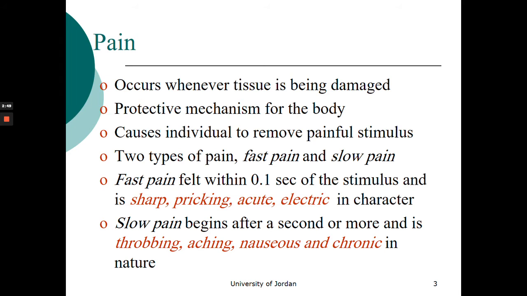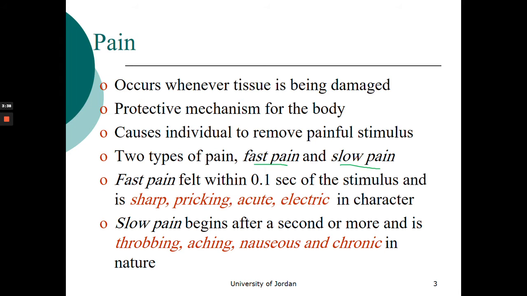There are two types of pain. One is called fast pain and the other called slow pain. Fast pain is felt very fast after the injury, after the stimulus. It is sometimes called sharp pain or pricking pain or acute pain or electric pain. It's very fast and it's so acute that it looks like electric pain, like if you hit your elbow, touching the ulnar nerve there.